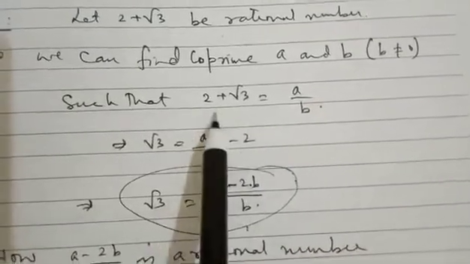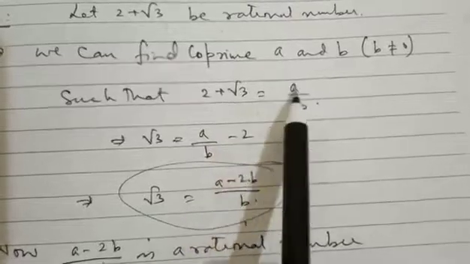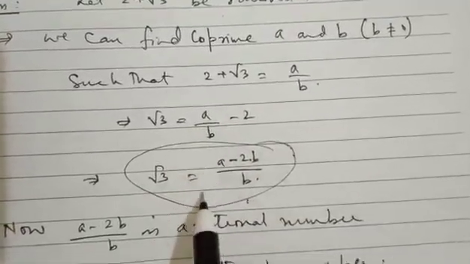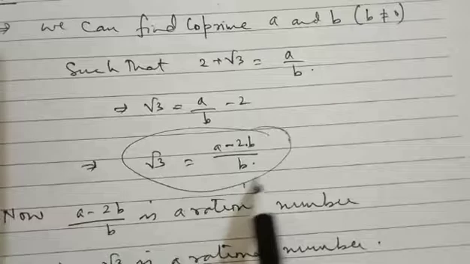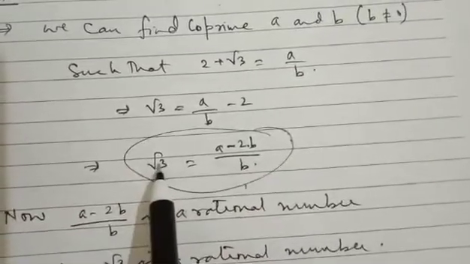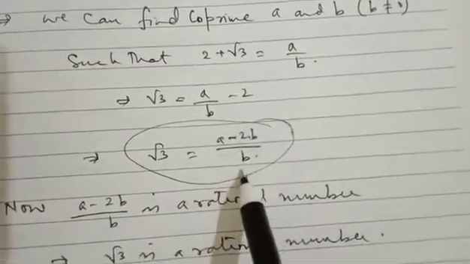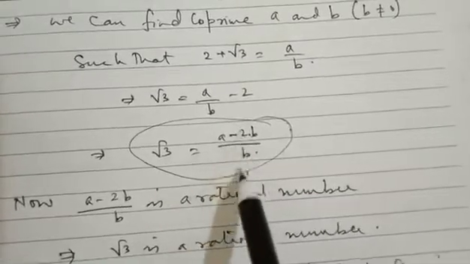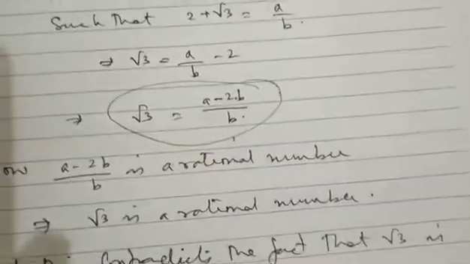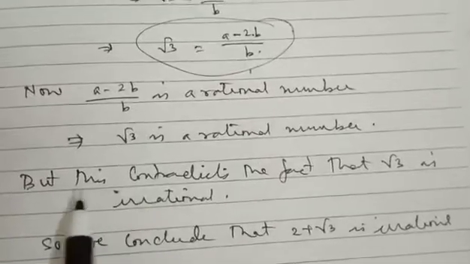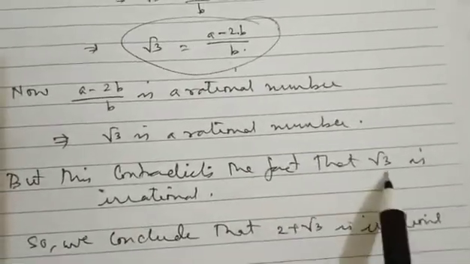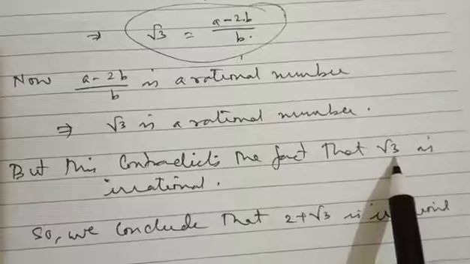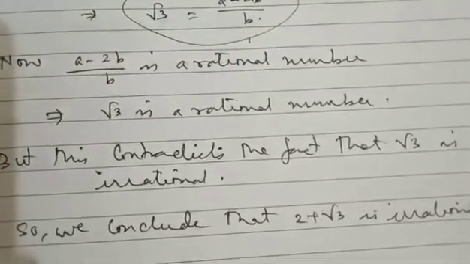Now look at the step here. We will take 2 plus root 3 equal to a by b. Then we do the calculation, and we come to this conclusion here, that root 3 comes to be in the form of p by q. And when root 3 comes in this format of p by q, it becomes a rational number. Whereas we know that root 3 is an irrational number. And that means whatever we have assumed, that is, 2 plus root 3 as a rational number, will not be considered a correct assumption.